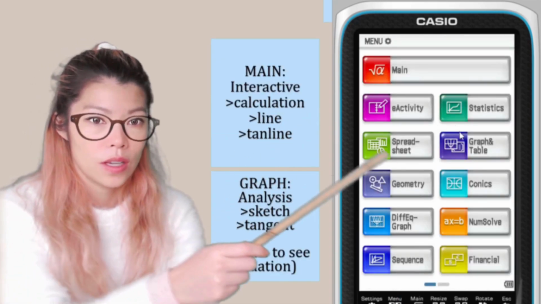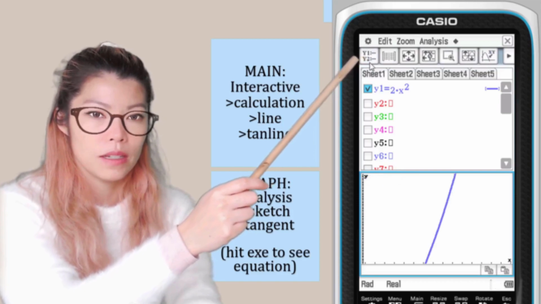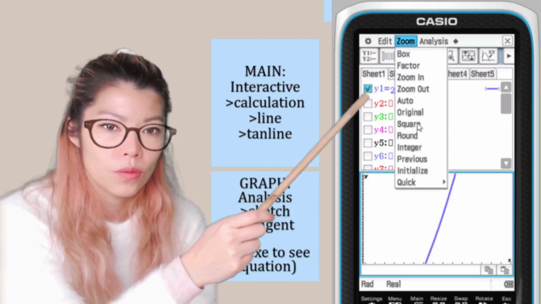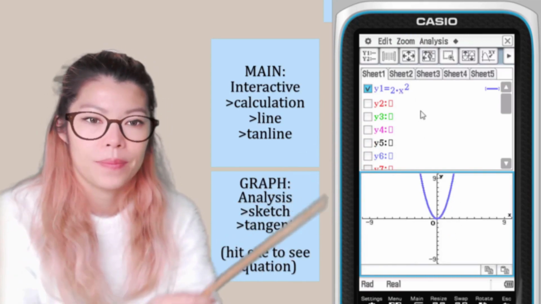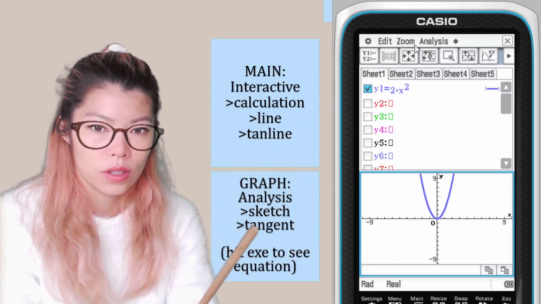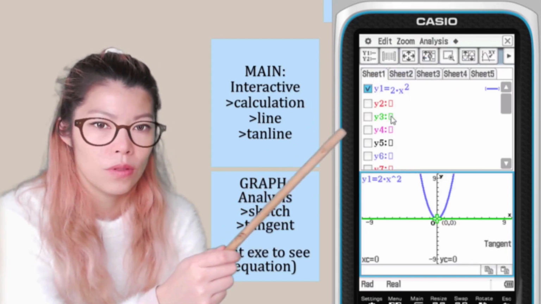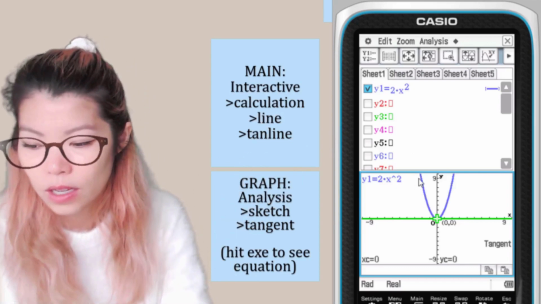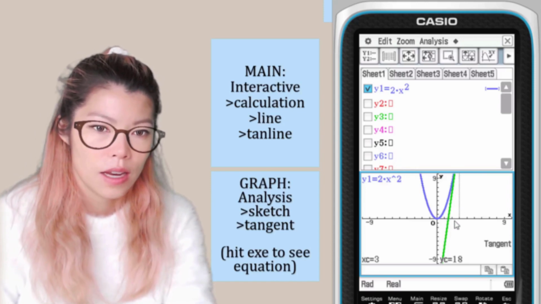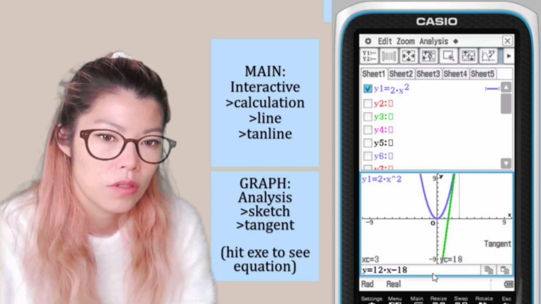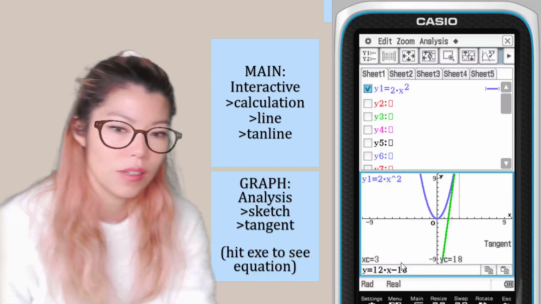Another way to use the CAS is to hit graph and table, type in the equation, hit the graph button. You can zoom out if you want. Let's do quick standard. And then for your sketching, so analysis, sketch, and you can do tangent or normal. Let's do the tangent before. We did it at 3. So if you type in 3 on your keyboard and press OK, it gives you the tangent line. And if you hit enter or EXE, it gives you the equation right in that spot over there. So hit EXE to see the equation of the tangent.